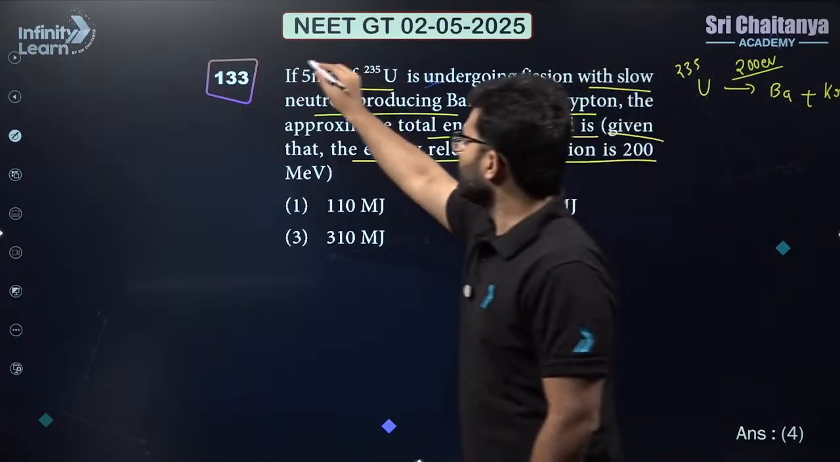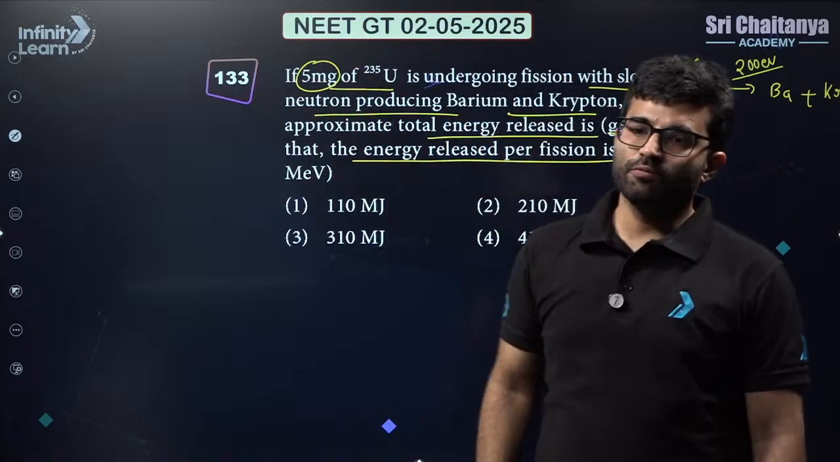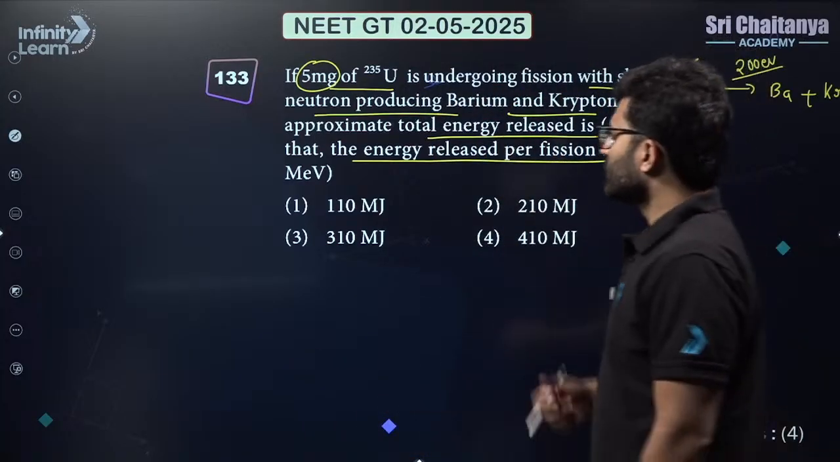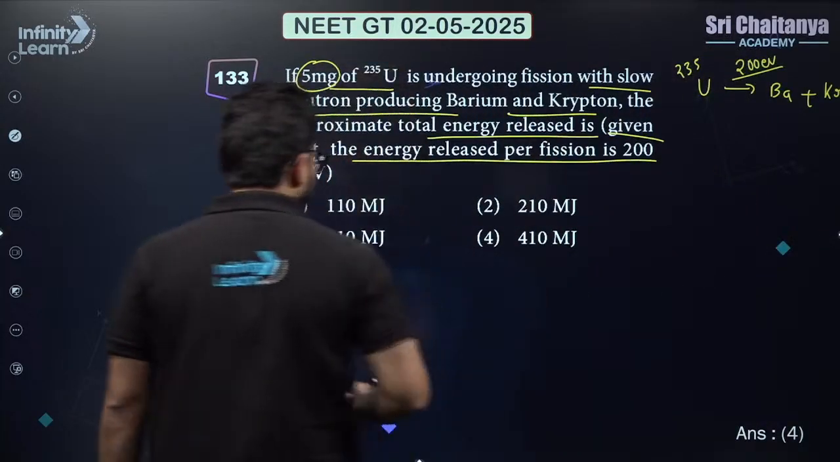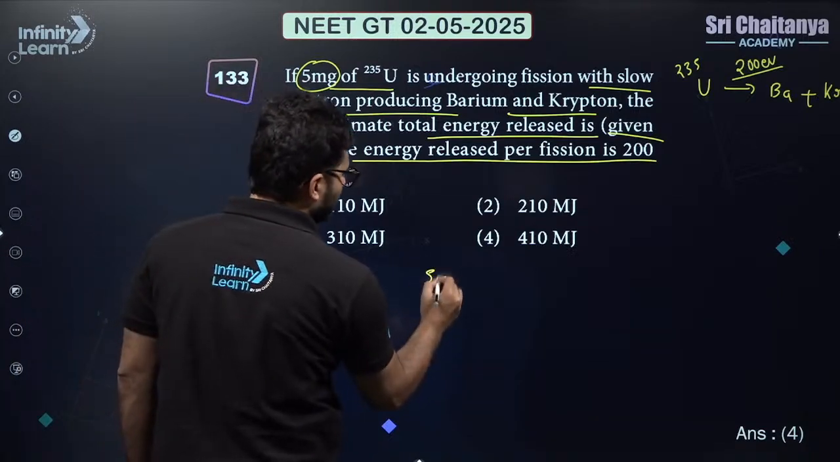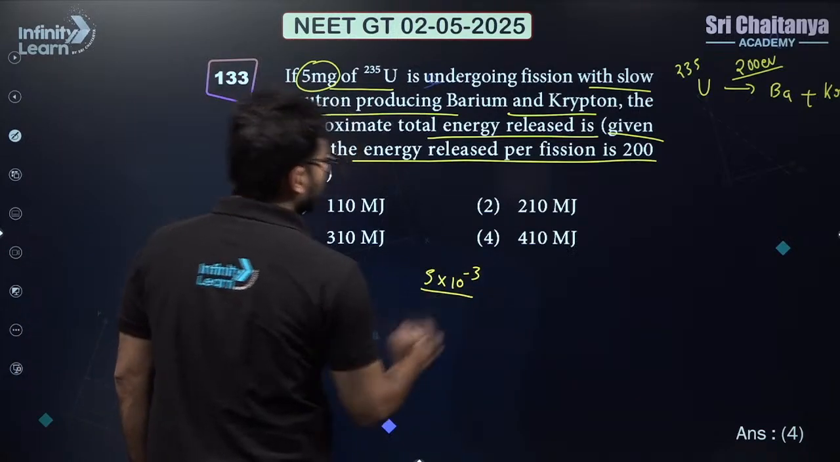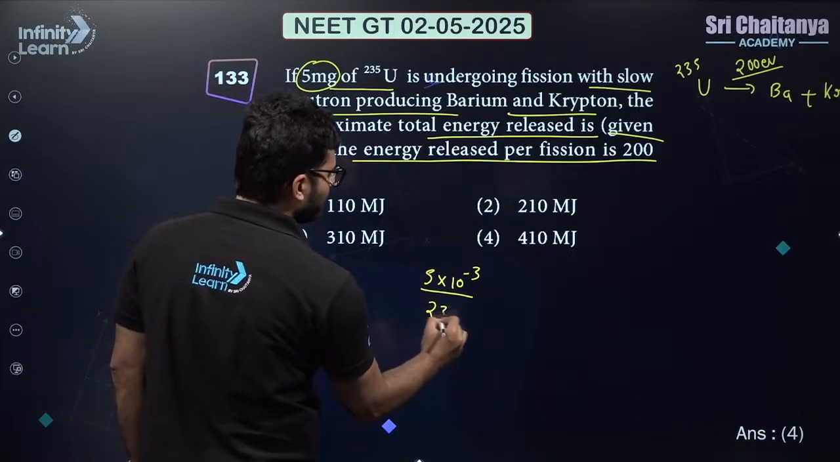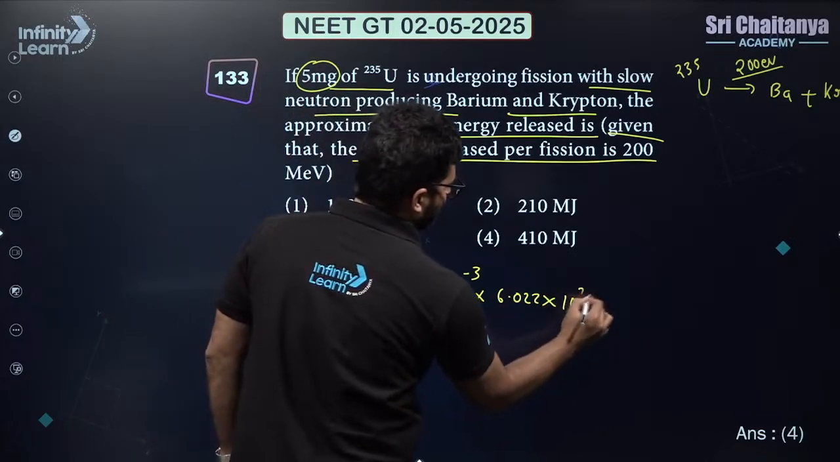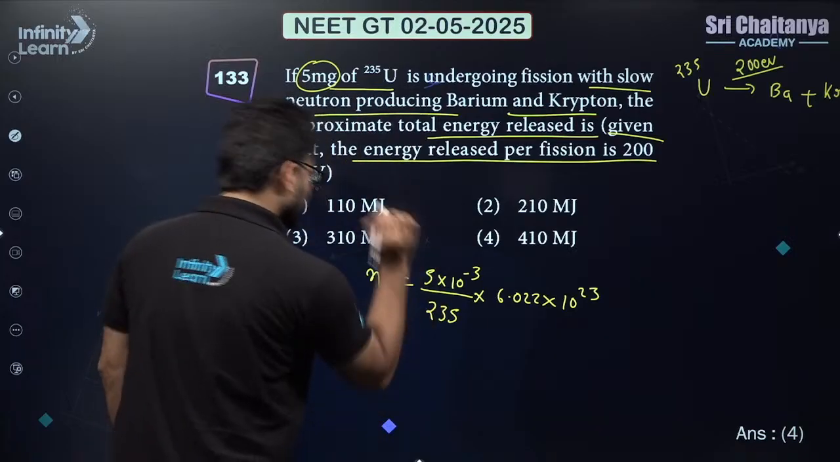It is 5 milligram of uranium, which means we have to calculate how many atoms of uranium-235 are there. So how do we calculate? By using the mole concept. Weight, which is 5 into 10 to the power minus 3, divided by the molar mass, which is 235, multiplied by the Avogadro number. That will give you the number of atoms.